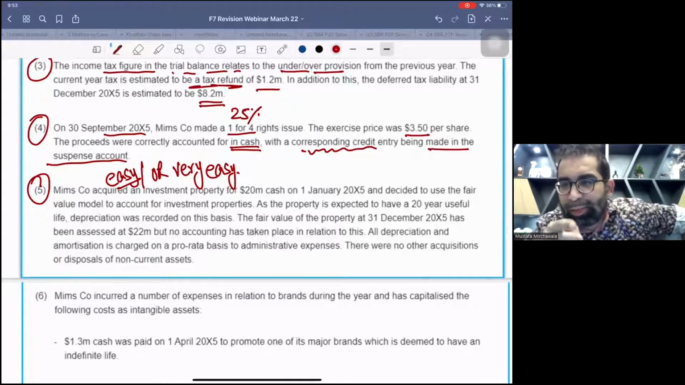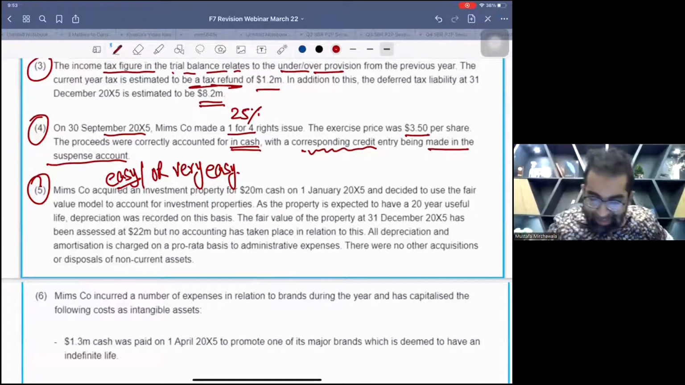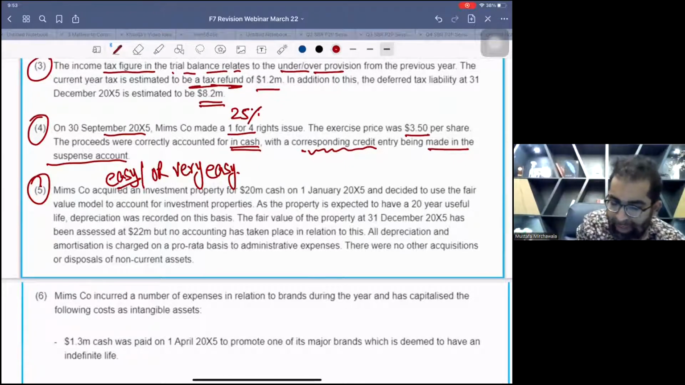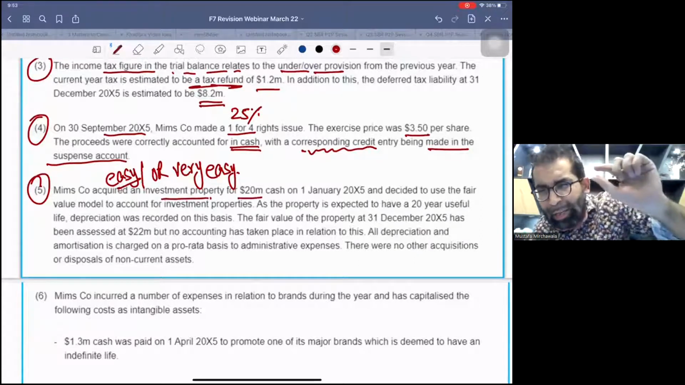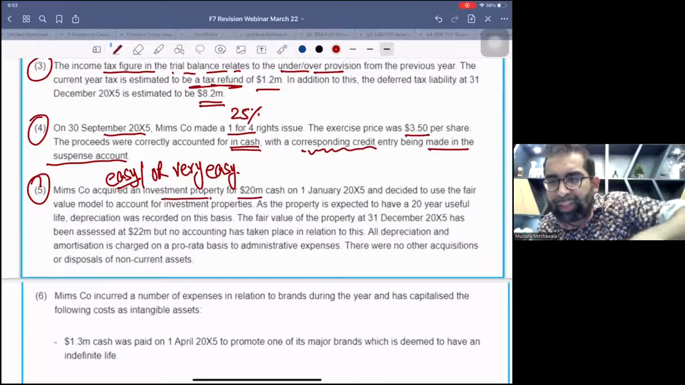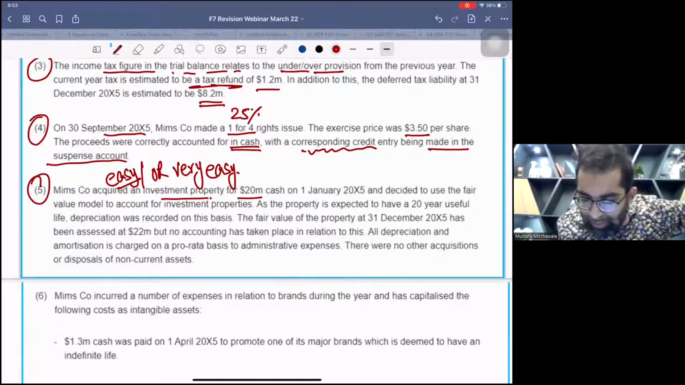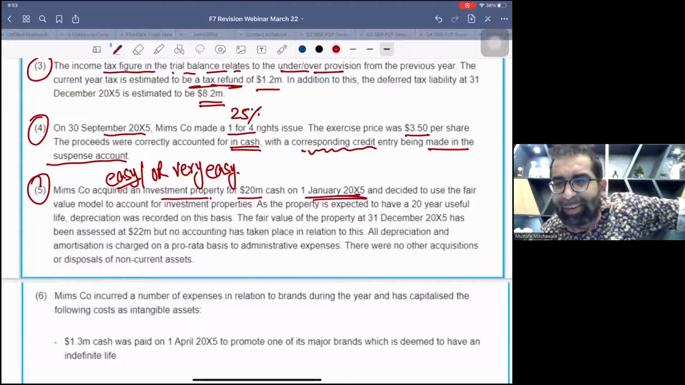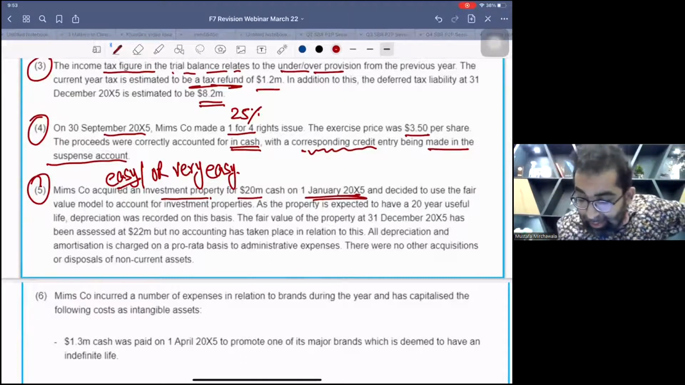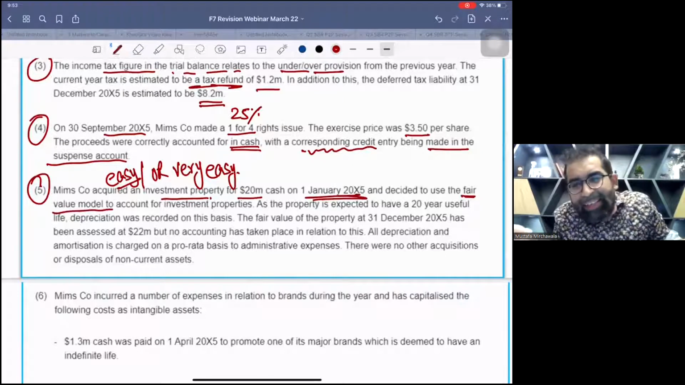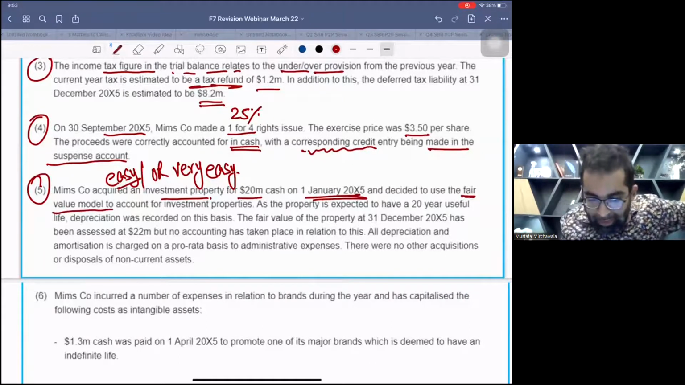Now look at this. MIMS acquired an investment property for 20 million. Yes, this is a cash flow. There is a requirement of 3 marks in this question on cash flow. They bought investment property, a non-current asset for investment, so this is an investing cash flow. This was on the beginning of the accounting period, and they decided to use the fair value model. That's it. Finish. Easy. Now it's very easy to account for the investment property.